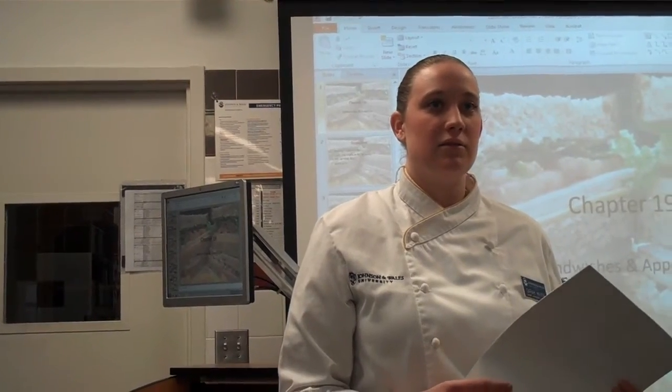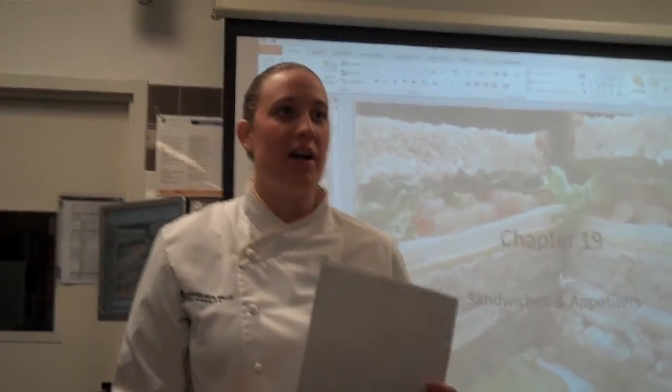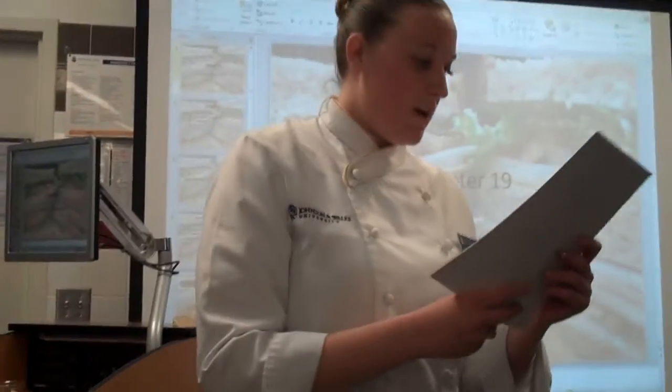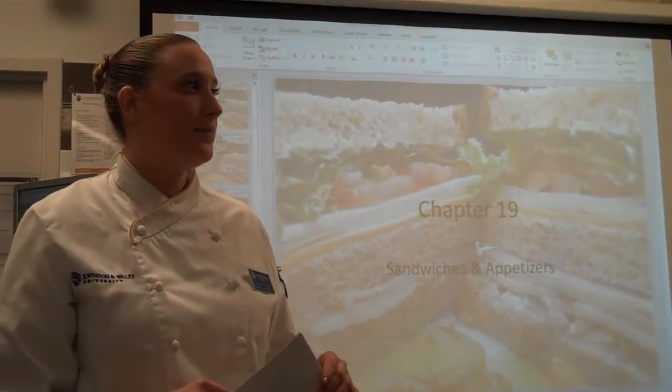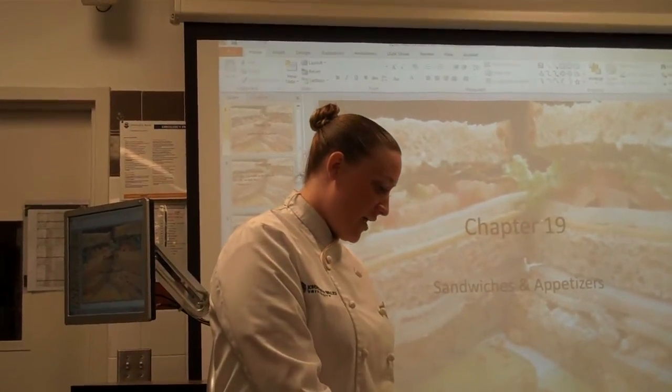What are some examples of the different types of breads? Anybody? Kaiser. Torpedo. Croissant. Ray, you've been quiet today. What's another one? Focaccia. Jason, what's another type of bread? Pita. Good. What is an example of a barrier used to keep a sandwich from becoming soggy? Butter. Okay.